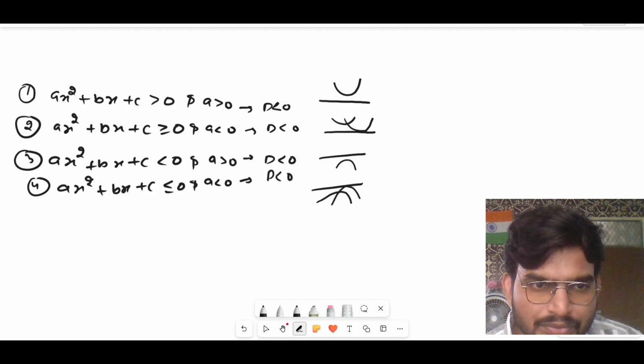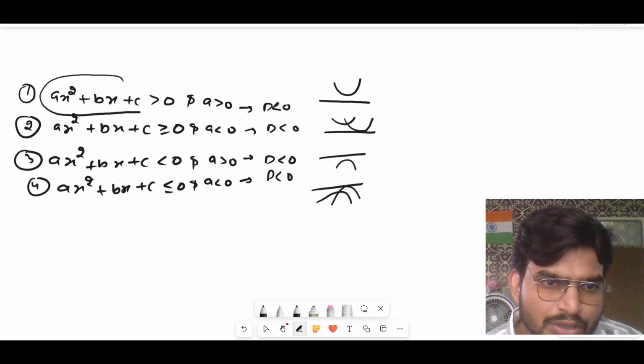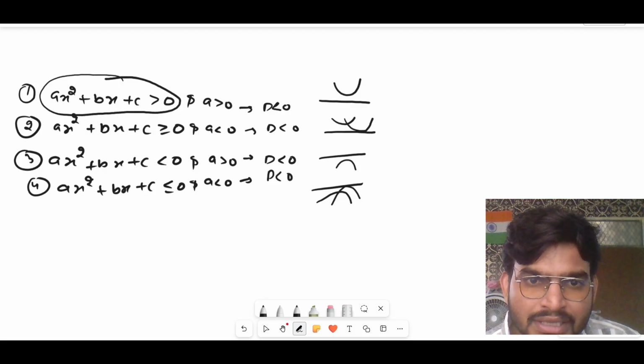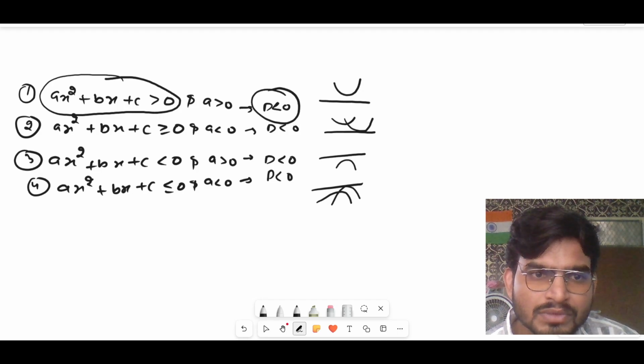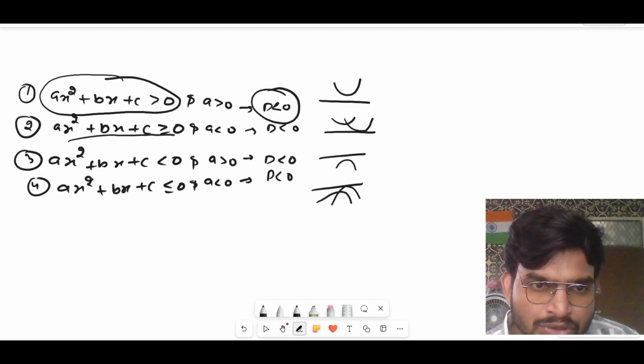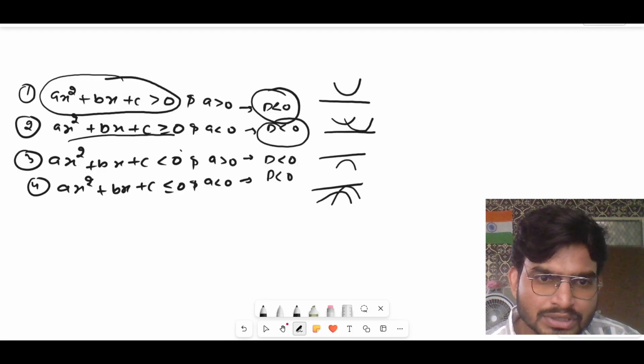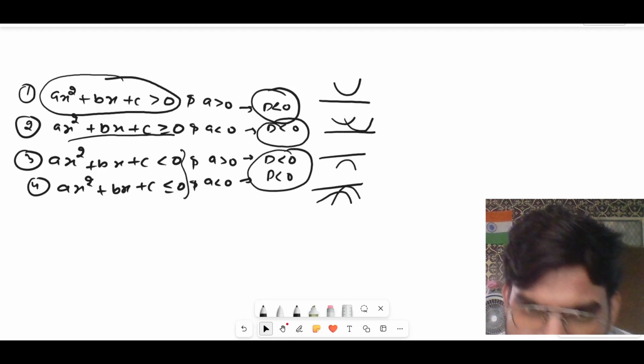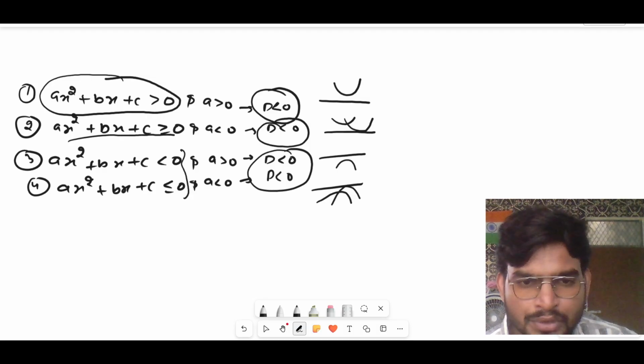We can see that if the equation is always positive, then we apply the condition D less than 0. If the equation is always positive or equal to 0, then we also apply this condition. And if the equation is always negative, then we also apply D less than 0.